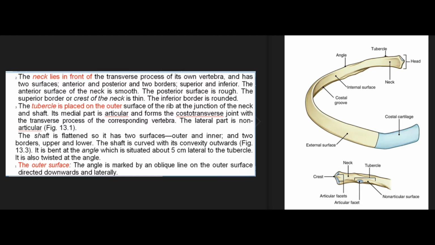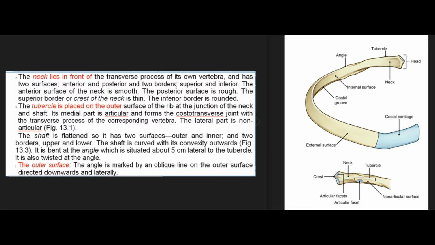4. The tubercle is placed on the outer surface of the rib at the junction of the neck and shaft. Its medial part is articular and forms the costotransverse joint with the transverse process of the corresponding vertebra. The lateral part is non-articular. The shaft is flattened so it has 2 surfaces, outer and inner, and 2 borders, upper and lower. The shaft is curved with its convexity outwards. It is bent at the angle which is situated about 5 cm lateral to the tubercle. It is also twisted at the angle.